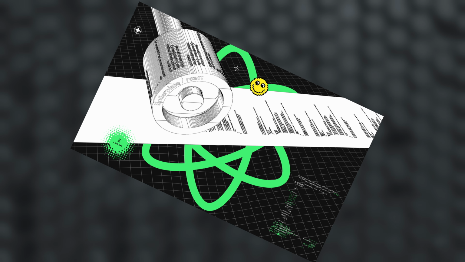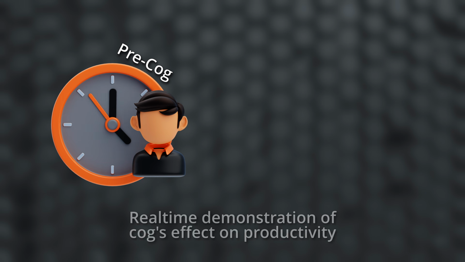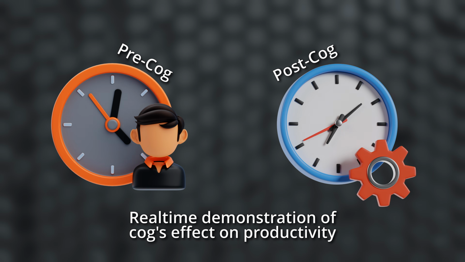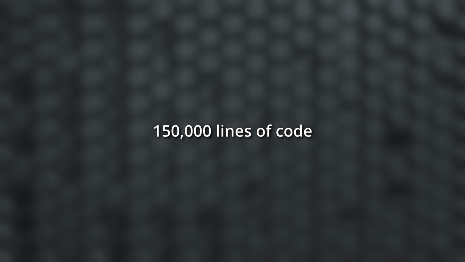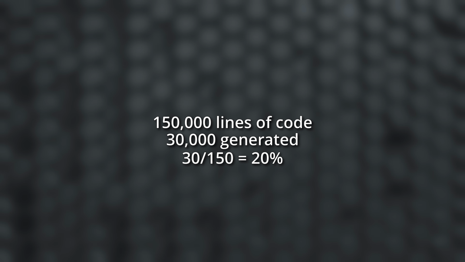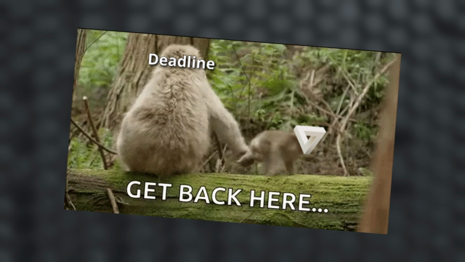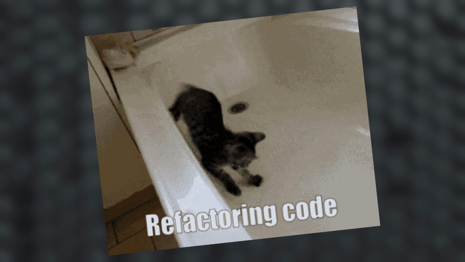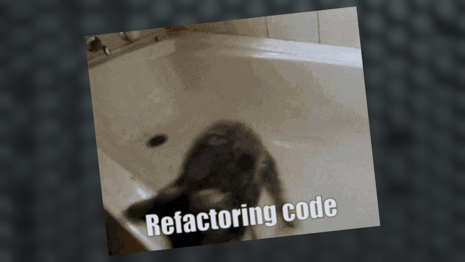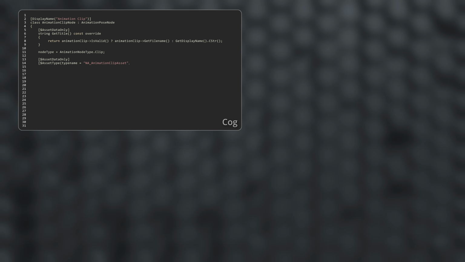However, the amount of boilerplate code that it saved me from writing, and in turn the endless amounts of small errors I no longer can make, has been such an incredible time saver. In my codebase of around 150,000 lines of code, around 30,000 are generated through my cog files. Now getting back to the task at hand, I've gone through the work of refactoring the graphs and nodes into the cog file format, and this is what it looks like in the case of the animation clip node.